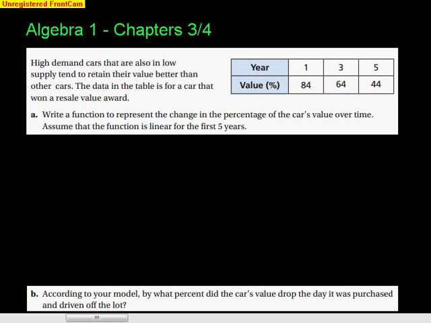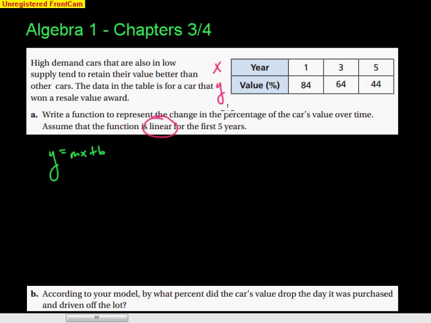So there's a couple things here. Number one, write a function to represent the change in the percent over time. We have two units here, year and value. Year is going to be your x and value is going to be your y. Number two, it is assumed that it's linear for the first 5 years. So what I'm looking for is a linear equation, y equals mx plus b. I need to create an equation in slope-intercept form that matches this data.